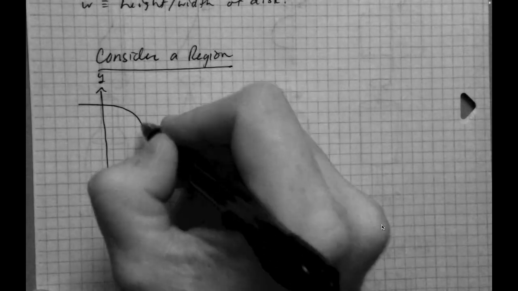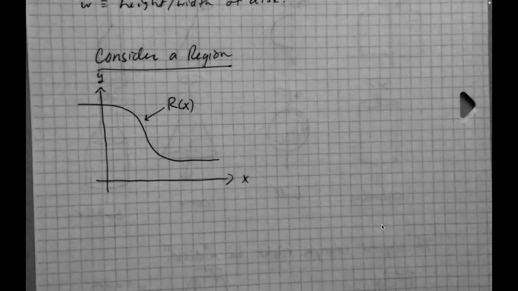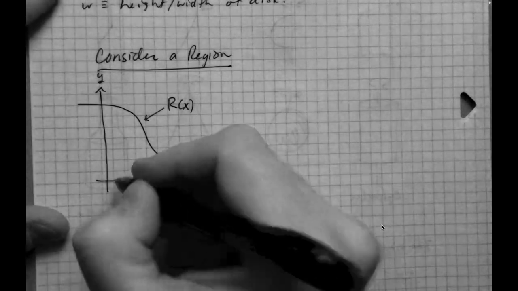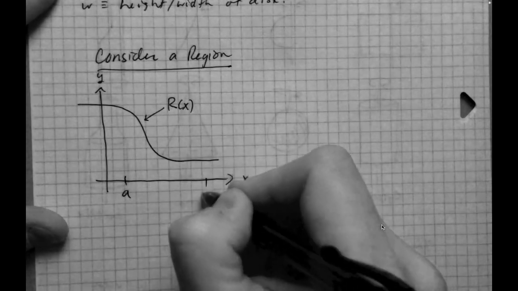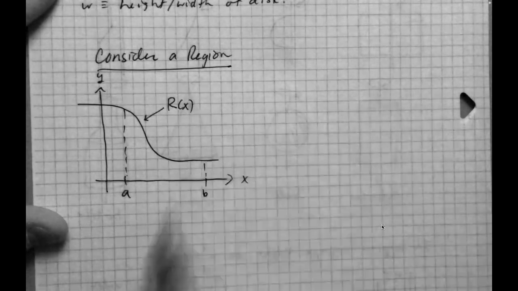And I'm just going to name it r of x. Okay, and obviously people see that r and they're like, okay, radius, that's going to have something to do with it. Just don't worry about that yet. We'll get to that in a second. Okay, and there's some region here that we're interested in, A to B, right?